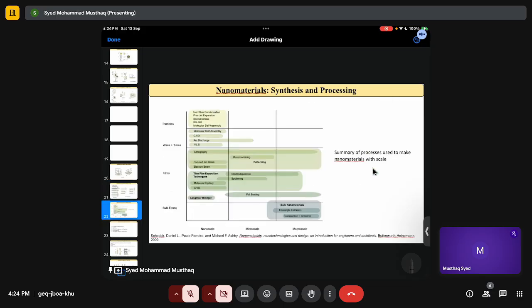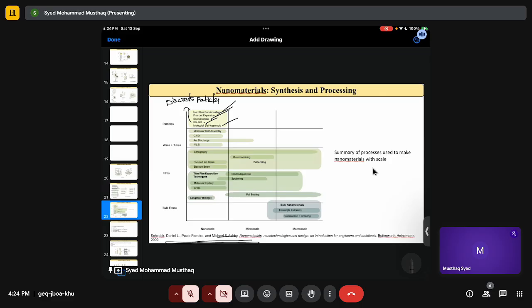And this is our summary. You can get this summary in this book by Michael F. Ashby, which I have been using to demonstrate everything here. Now same for particles, I have inert gas condensation, free jet expansion, sonochemical, sol gel, molecular self-assembly. And there is a small mistake here. If you want discrete particles, I have to write sol gel there. You can use sol gel there.